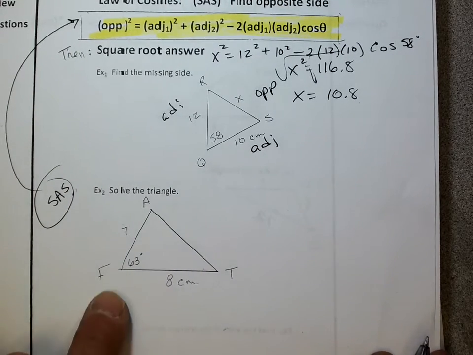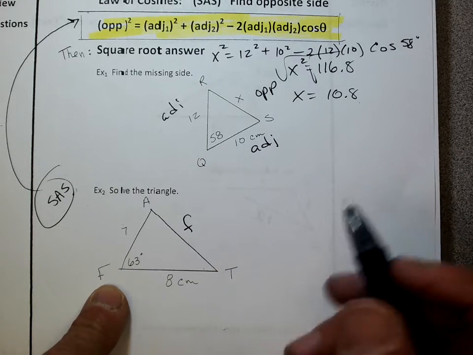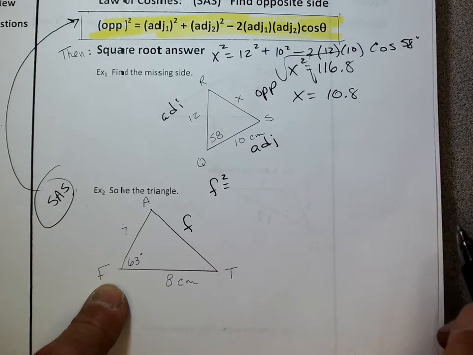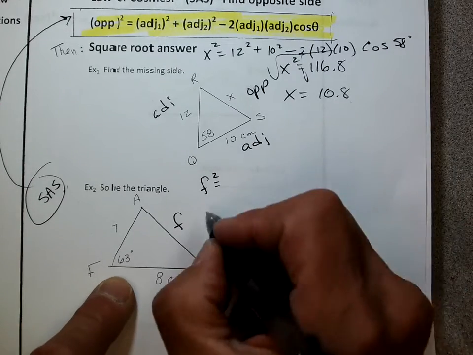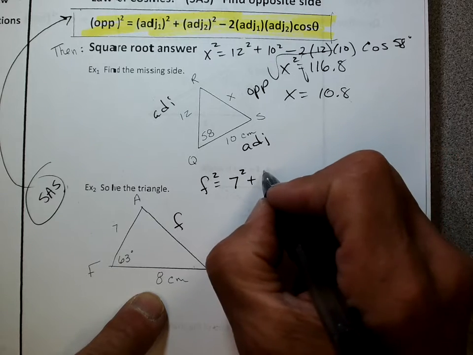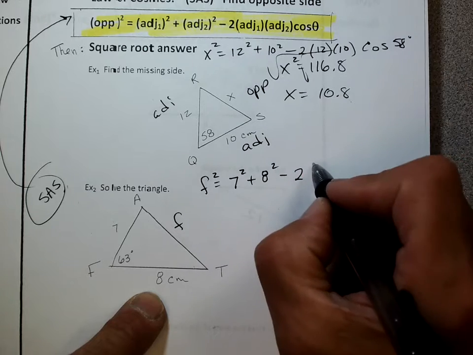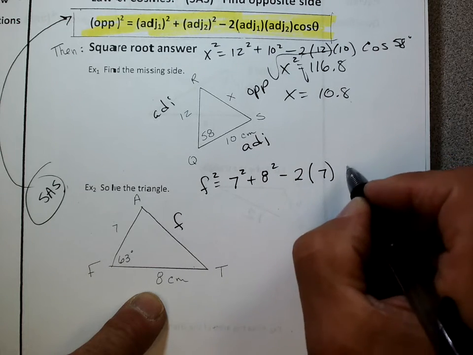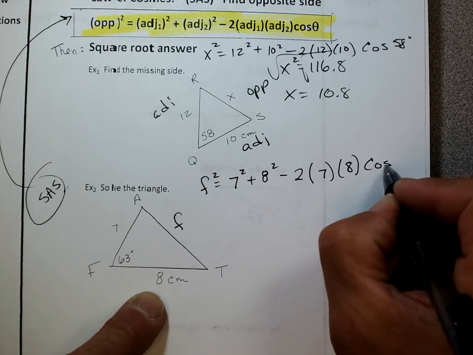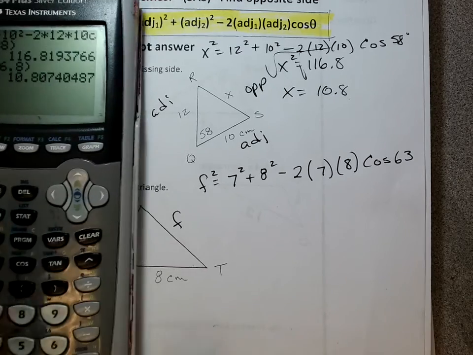So same formula. Let's let little f be my opposite, okay? So we're going to set it up. Opposite squared, little f squared, is equal to my adjacent side, which is my 7 squared, plus my other adjacent side, which is my 8 squared, minus my 2, because that's in the formula, times my adjacent side, which is my 7, times my other adjacent side, which is my 8, times the cosine of 63. And I'm just going to use my calculator to get that, right?